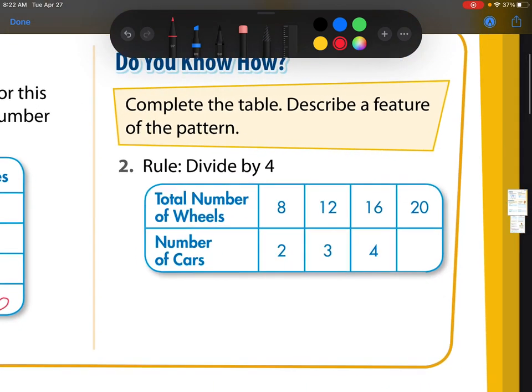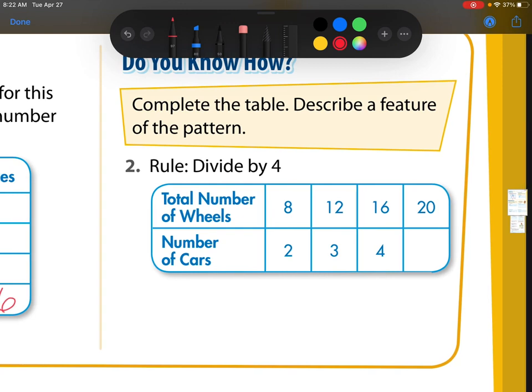Let's check number 2 now. Complete the table. Describe a feature of the pattern. So describe something you notice. Our rule is divide by 4. So how do we get from one to the next? Well, how we get from top to bottom is we divide by 4. Notice if you're not the best at multiplying or dividing, you can always do the opposite if you're a little bit better. So we could also switch the rule and say the bottom to the top is times 4. But we're going to stick with what they gave us. This is divide by 4.